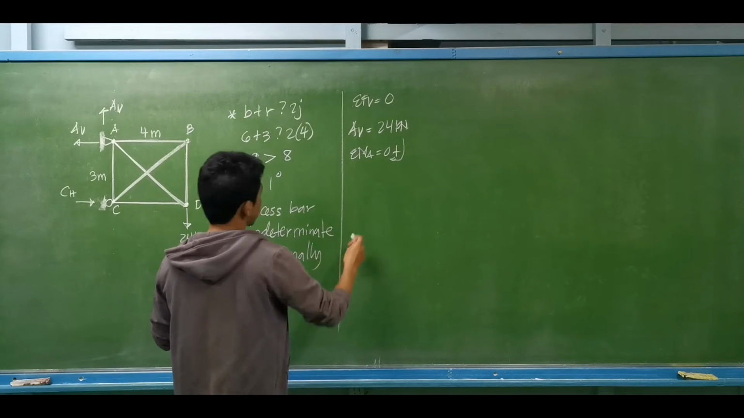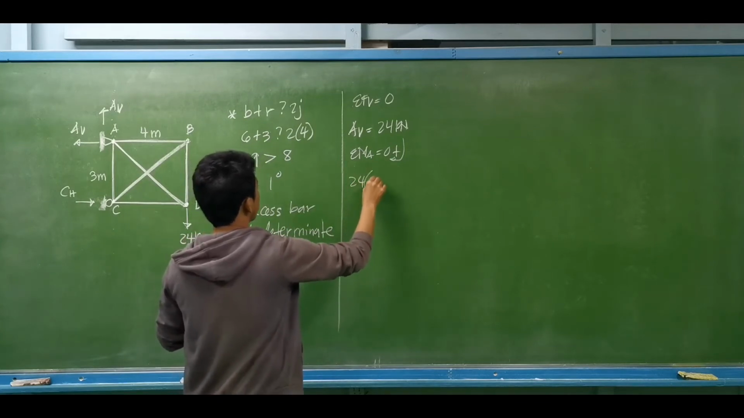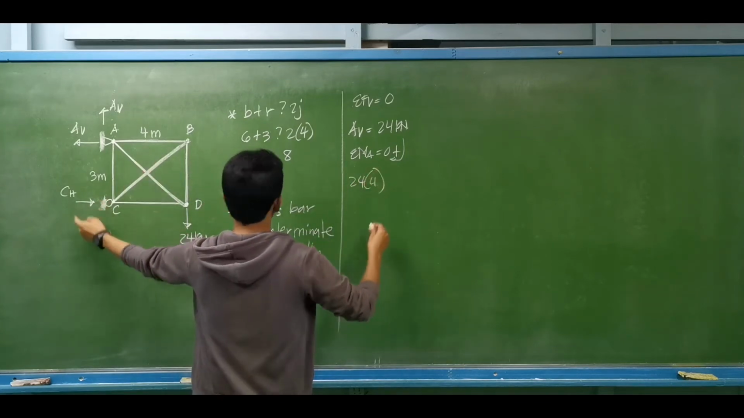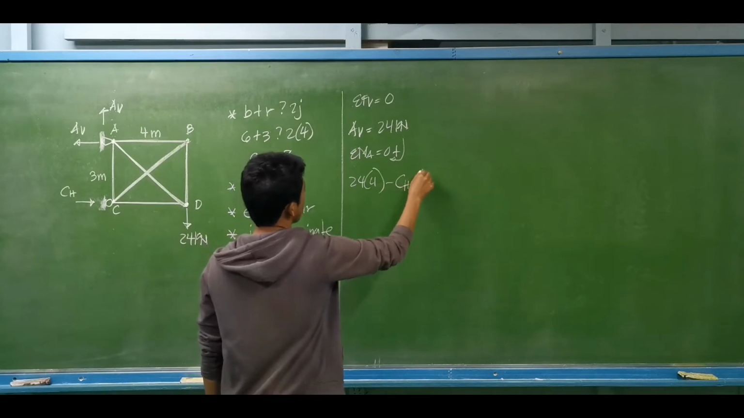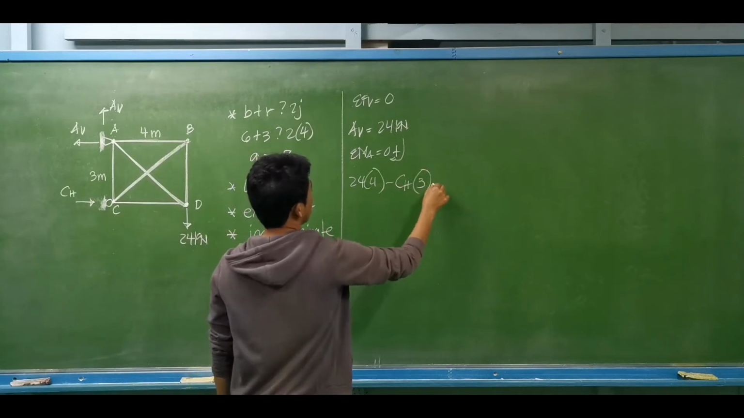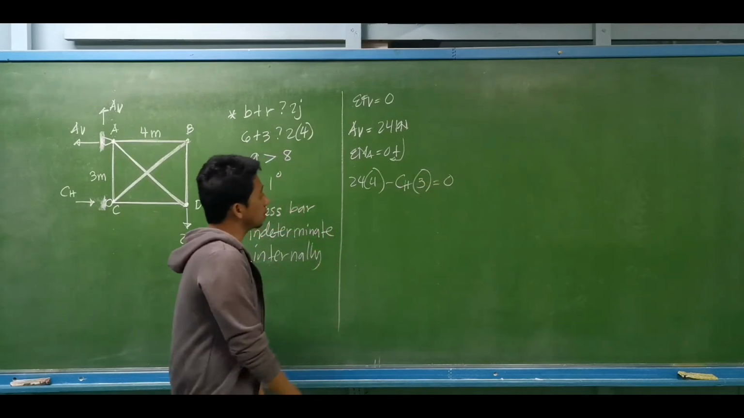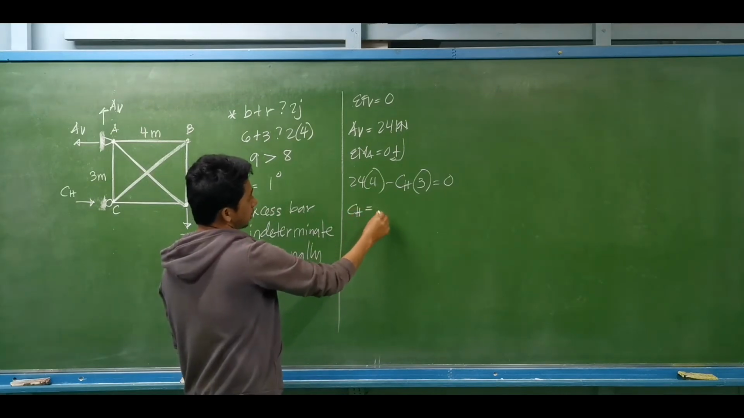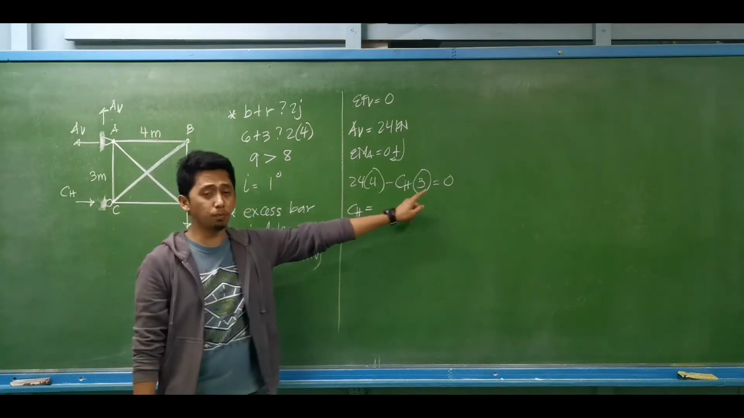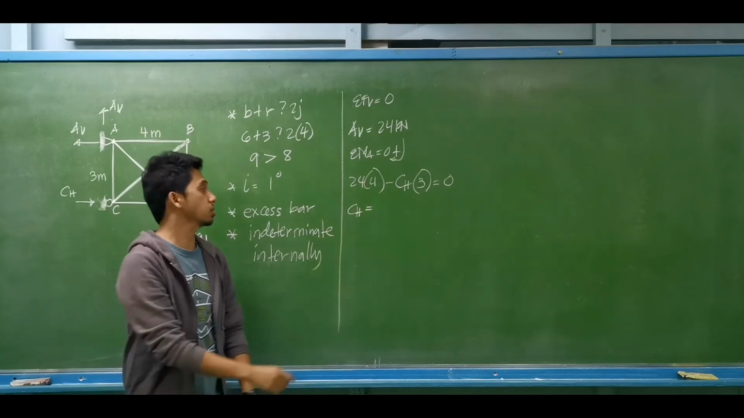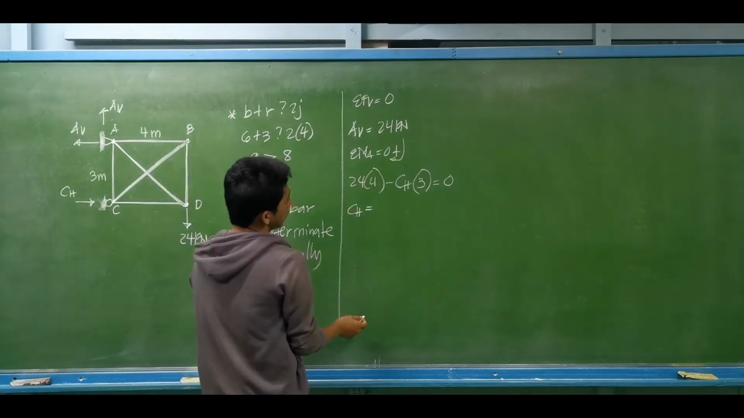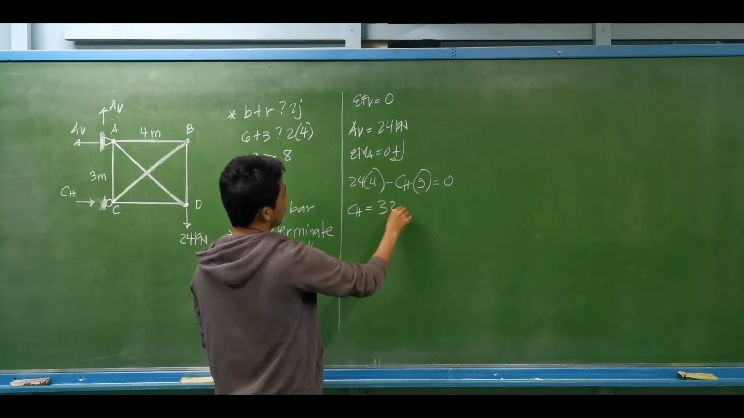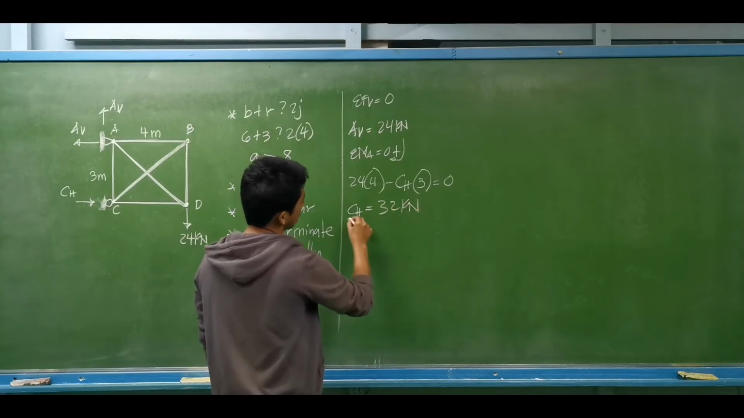That will be 24 times 4, minus the horizontal reaction at C times 3, and this is equal to 0. So we have the horizontal reaction at C: 24 over 3 is 8, times 4. 8 times 4 is 32 kilonewtons.